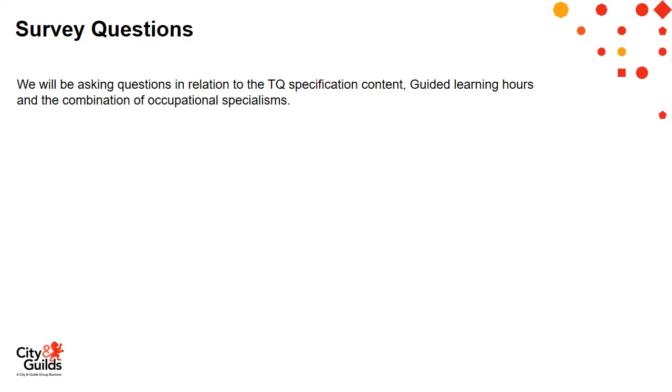Okay, so as Rob mentioned at the start, there was a survey link which hopefully you've all been able to load up. You'll see that we've asked some questions specifically in relation to the TQ specification content, the guided learning hours, and also the combination of occupational specialisms. We'd really encourage you to participate in the survey. Your feedback is critical in informing the development and the conversations that we will obviously be having with our regulators, in making sure that we've got a fit for purpose qualification that meets what both learners and industry need.